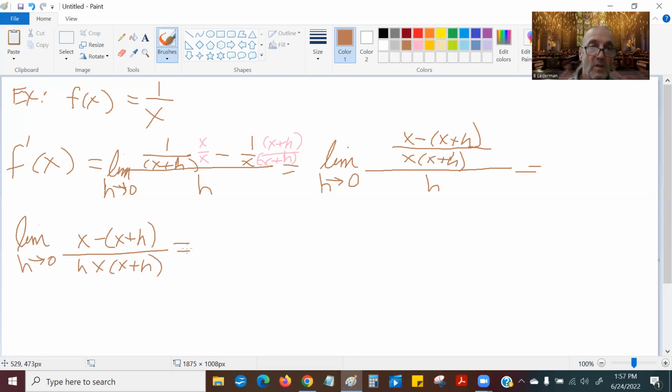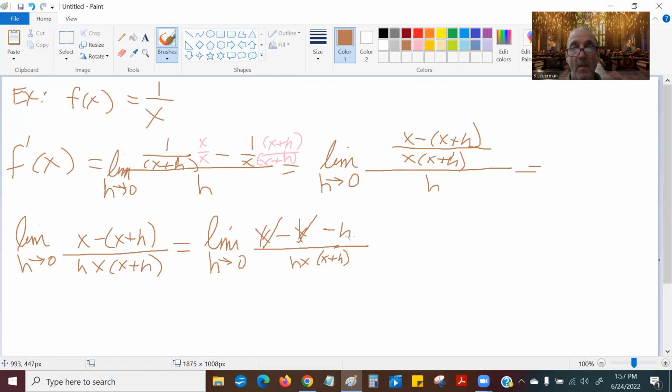Now again, I'm still doing more algebra. The reason I'm still writing the limit is because I'm not ready to take the limit yet. When you take the limit, then you're going to get the answer, and you won't keep on writing limit. I haven't taken the limit yet. All I'm doing is just algebra. So now this is just x minus x minus h over x plus h. And if you notice, these two x's here just unceremoniously cancel.